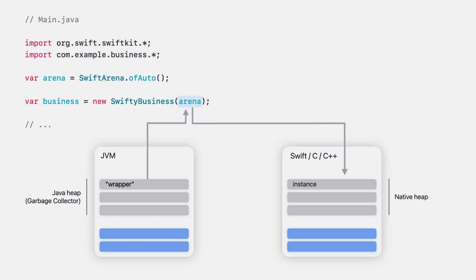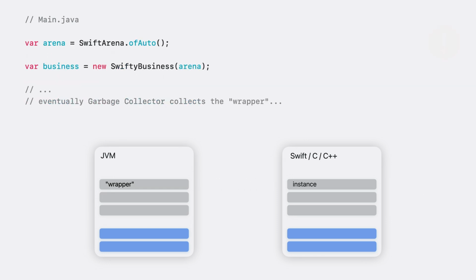Normally, value types like our Swifty business struct are allocated on the stack, but because we need a stable memory address, we allocate it on the heap instead. This allows us to safely point at this memory address from the Java wrapper object. Eventually, the Java wrapper is no longer used, and the garbage collector will decide to collect and destroy it. This will trigger a destroy of the native instance on the Swift side as well. So memory management-wise, this is safe.